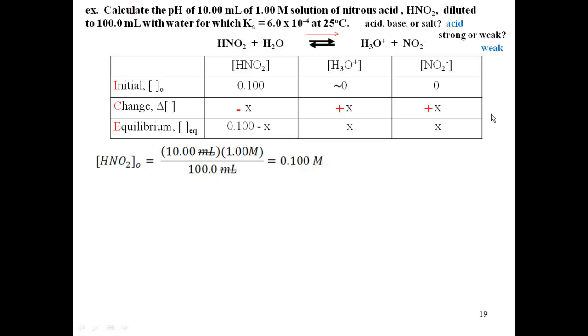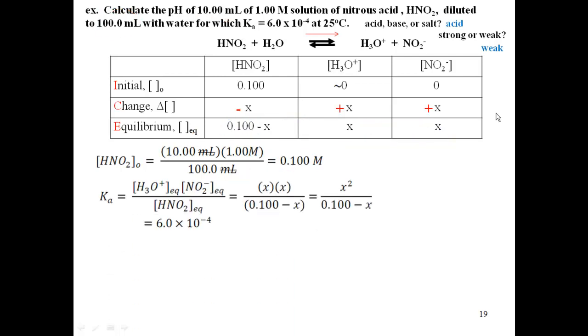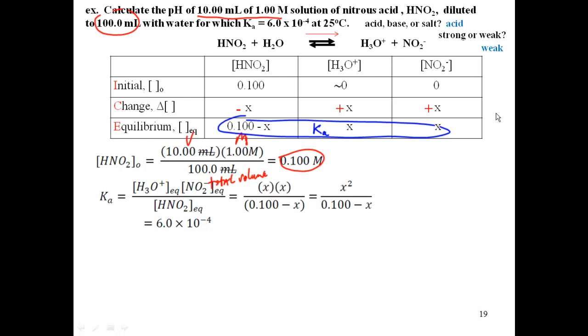Add them up, gives me 0.1 minus X, X, and X. I now need some relationship between these three, which in this case is going to be Ka. So I'll set up my Ka expression: hydronium ion concentration times my nitrite concentration divided by my acid. Plug in my values at equilibrium, which is X, X, and 0.1 minus X, which gives me X squared over 0.1 minus X is equal to my 6.0 times 10 to the negative 4th.